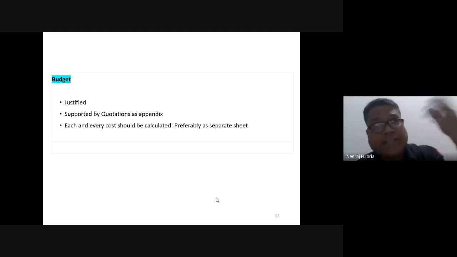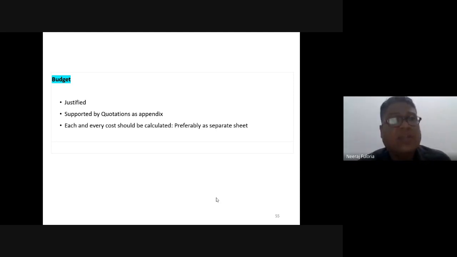At last, if let's say there are 100 applications, the majority of them are eliminated because of budget. If your budget is not justified, you are making it in crores and crores, but the budget cost is not that much. Simply you are writing, I'll go for a DSC instrument, an XRD instrument. Why purchase when you can have the services?